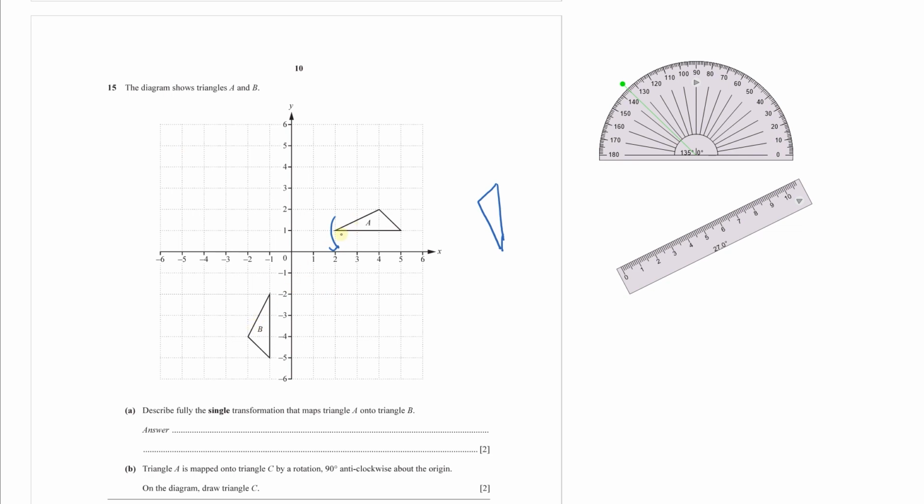Now we have to find the line around which this triangle was reflected from A to B. To find the reflection, we can look at the vertices here. Let's call these points P, Q, and R. The coordinates of P are 2 and 1. The coordinates of Q are 5 and 1. I only need 2 points to find the equation for the line around which triangle A is reflected.